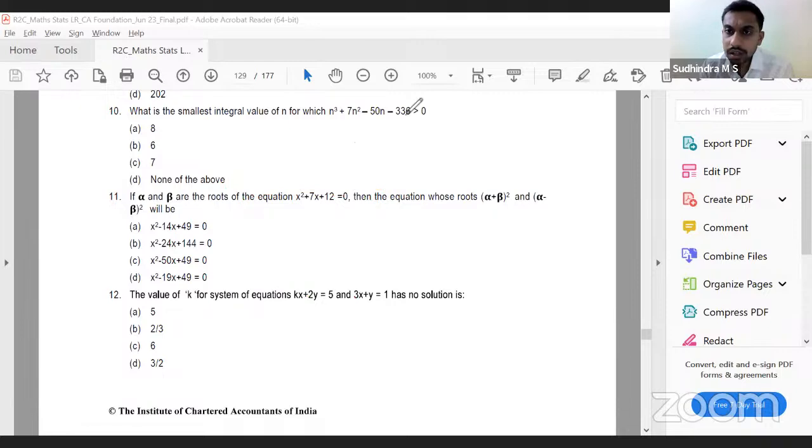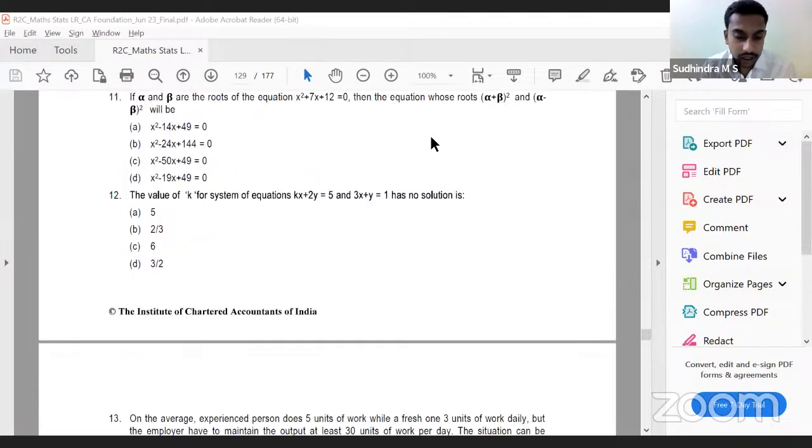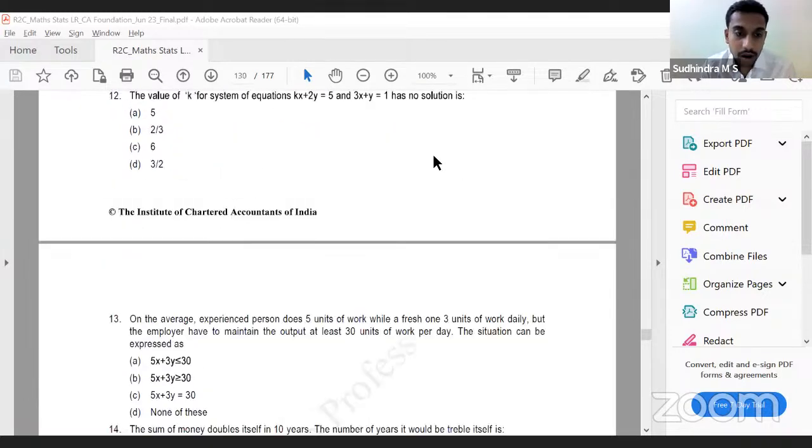Next question. Question number 30. On the average, this is same, we have done already. Experienced person does 5 units of work while fresh one does 3 units of work daily, minimum of 30 units. So Option D. Minimum of 30 means it will be greater than or equal to. So 5x plus 3y greater than or equal to 30. That's all. So this is the November 21 paper, MTP.